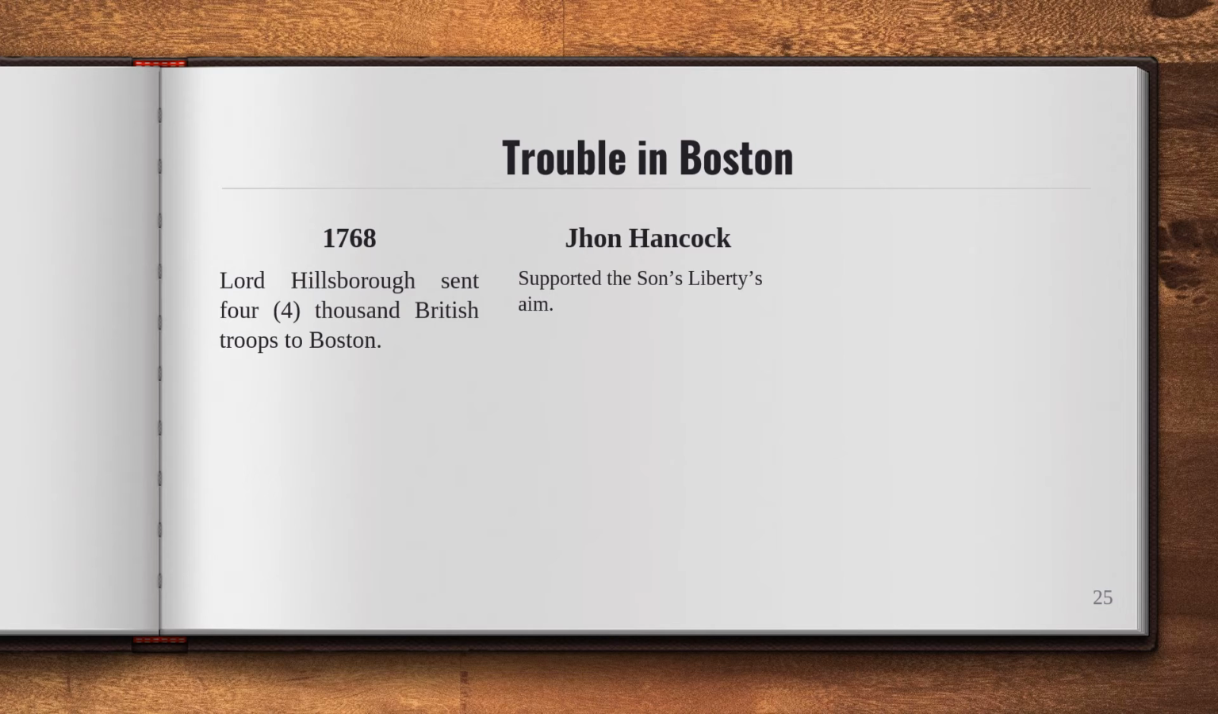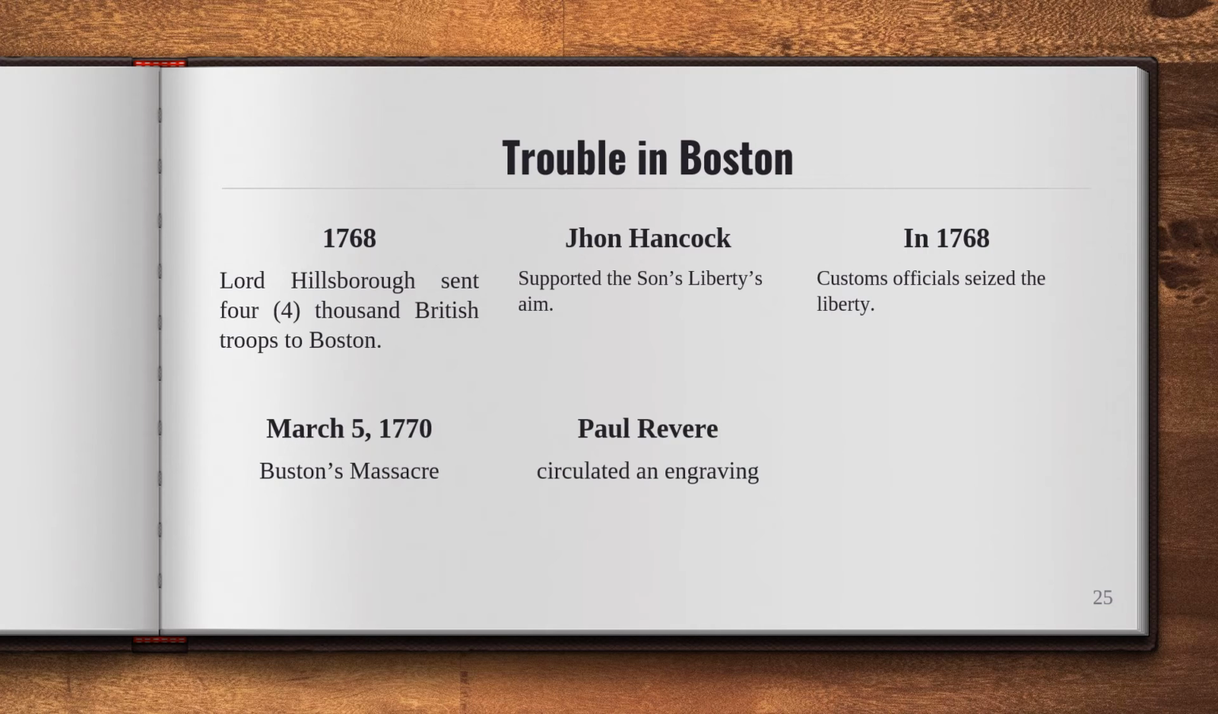So who is John Hancock? He is actually a most successful merchant, and he worked actively with the Sons of Liberty. Then, in 1768, customs officials seized the Liberty, and on March 5, 1770, the Boston Massacre started and violence erupted. The conflict became intense. Then Paul Revere, who was a member of the Sons of Liberty, circulated an engraving that showed merciless actions towards the civilians. Then, John Adams represented the British soldiers in their murder trial.